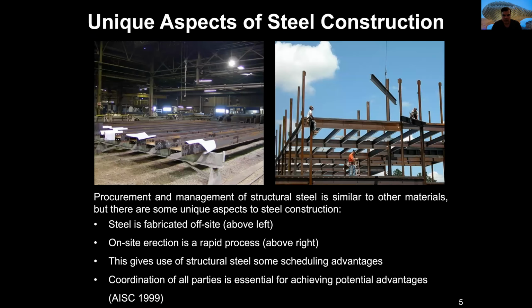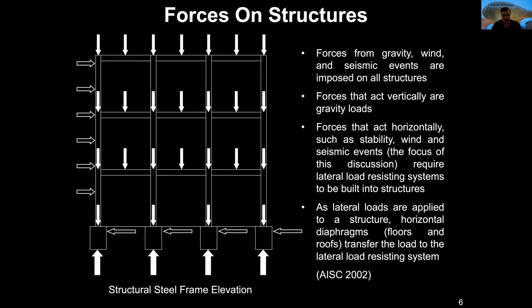Some important elements that are a unique aspect of steel are that usually the steel is fabricated off-site, like in a shop. Therefore, the erection is very fast. That will be convenient in the case of schedules, and the coordination of the parties is therefore very important in order to get all those advantages.